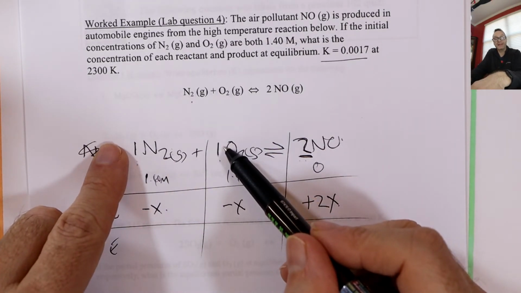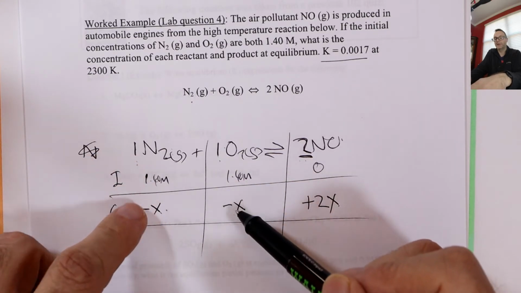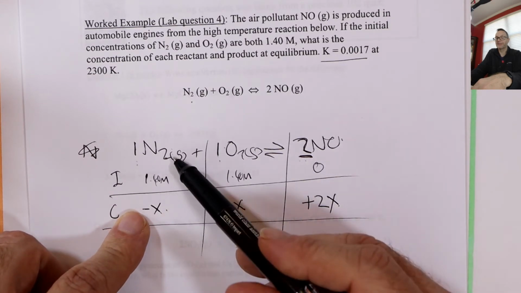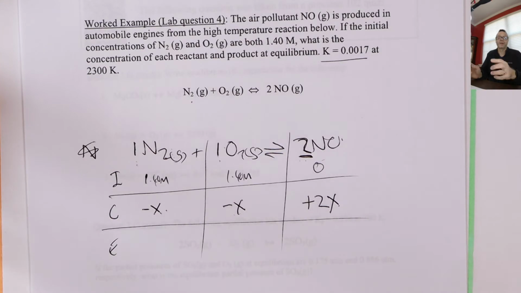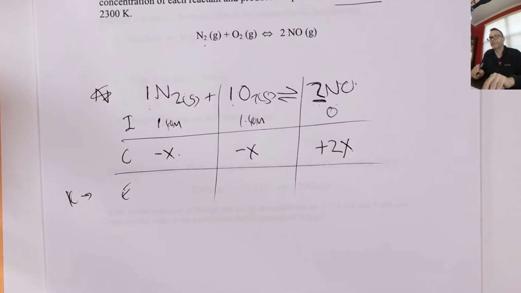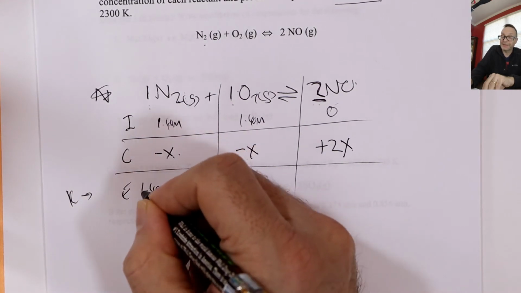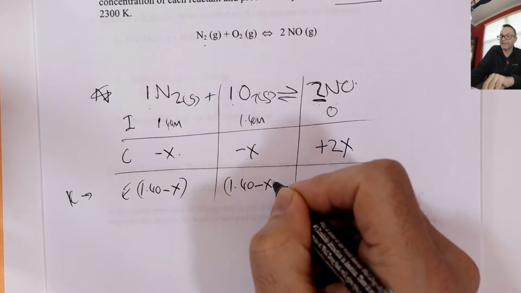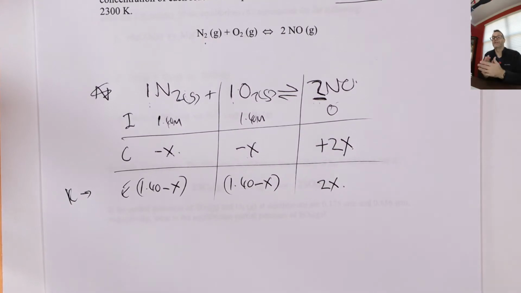I don't know how many I'm going to lose when I do my reaction, so I'll just call it x. One and one make two, so 1, 1, 2, and x, x, 2x. Fair enough. The bottom line, the equilibrium, is where K is measured. We've got 1.40 minus x, 1.40 minus x, and then 0 plus 2x.